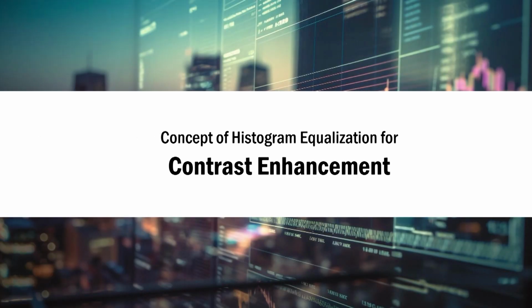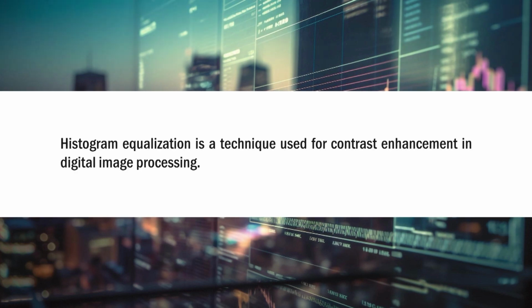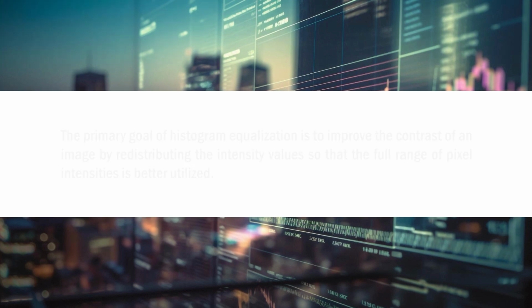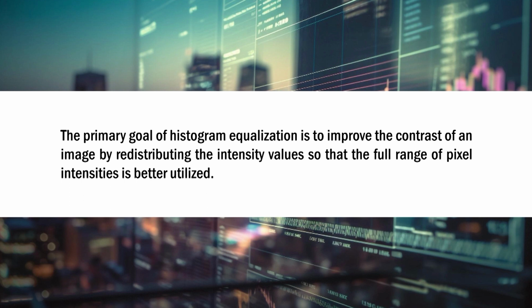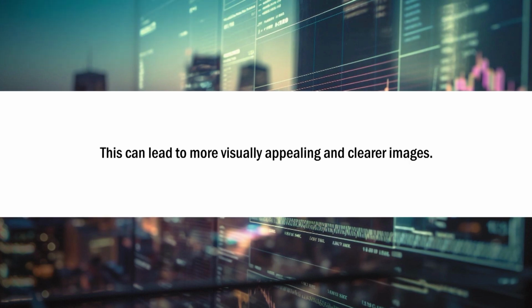So, next is understanding histogram equalization. The concept of histogram equalization for contrast enhancement: histogram equalization is a technique used for contrast enhancement in digital image, or we can say computer vision techniques. The primary goal of histogram equalization is to improve the contrast of an image by redistributing the intensity values so that the full range of pixel intensities is better utilized. This can lead to more visually appealing and clearer images.